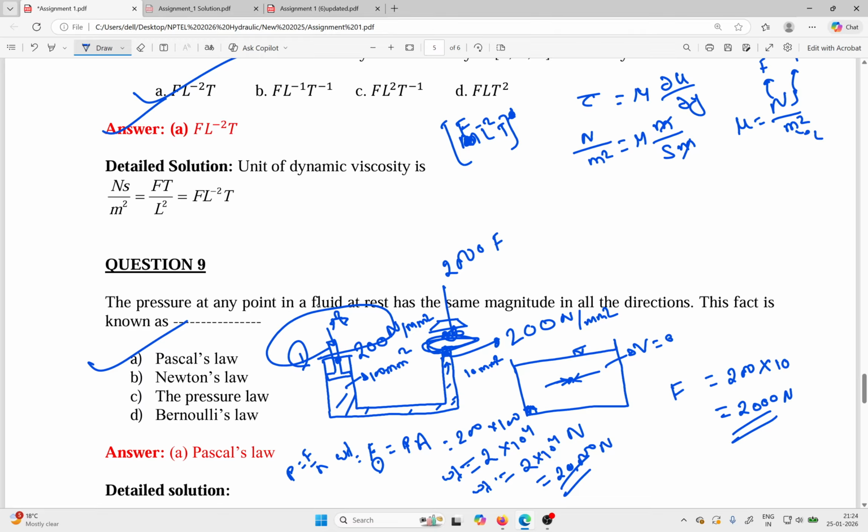Lifting the thing of 20,000 kg. Only you are applying the 2000. With applying the 2000 load, you are lifting 20,000. Remember, please, 10 times more. So you can design such type of instrument based on your Pascal law. So very, very important.